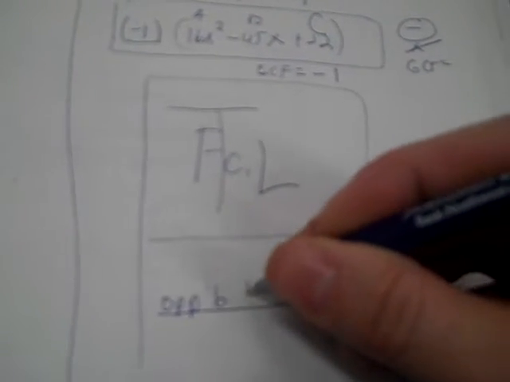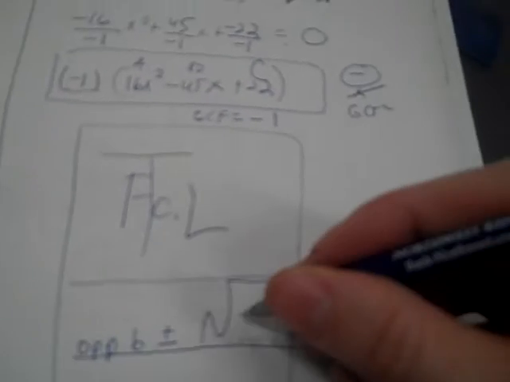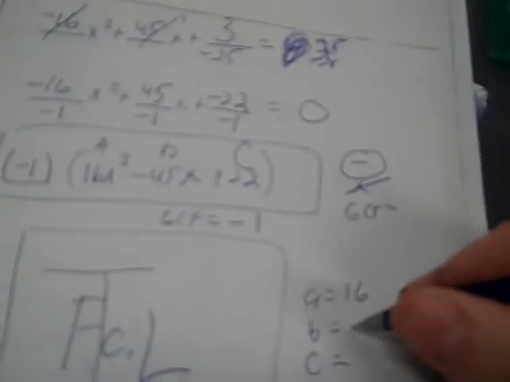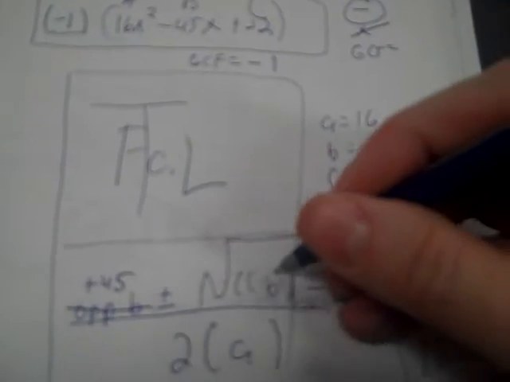Opposite of b, plus or minus the square root, b squared. Squared means you've got to get the second power, minus 4ac. On bottom you've got 2a. Okay, so my a is positive 16, my b is negative 45, and my c is 22. So my b needs to be switched to positive 45. And then b itself right there is still negative 45. 4, and then a is 16, c is 22, and then a down here is 16.